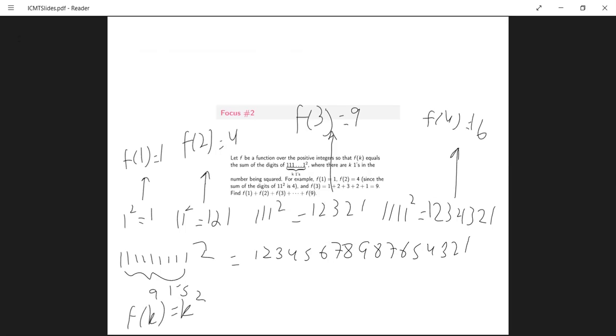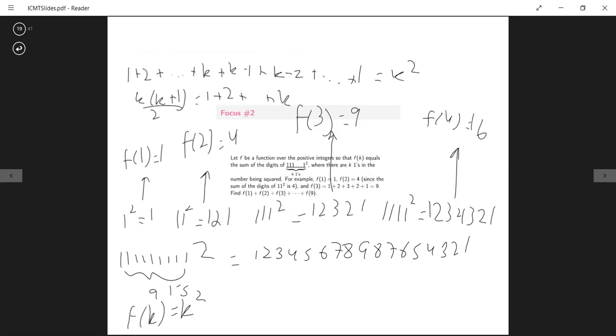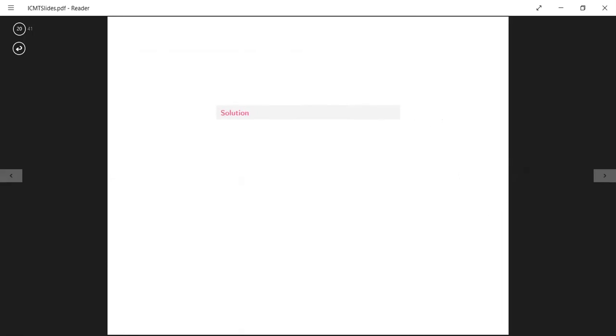To show this, we essentially have to show that 1 plus 2 plus all the way up to k, plus k minus 1 plus k minus 2 plus all the way down to 1, is equal to k squared. This is pretty easy to show using the identity that k times k plus 1 over 2 is equal to 1 plus 2 plus up to k. Now that we've established that f of k is equal to k squared, we essentially just need to find 1 squared plus 2 squared plus 3 squared all the way up to 9 squared. If you remember the formula that 1 squared plus 2 squared all the way up to k squared is equal to k times k plus 1 times 2k plus 1 over 6, our answer just becomes 9 times 10 times 19 over 6. If you evaluate this, it comes out to 285.